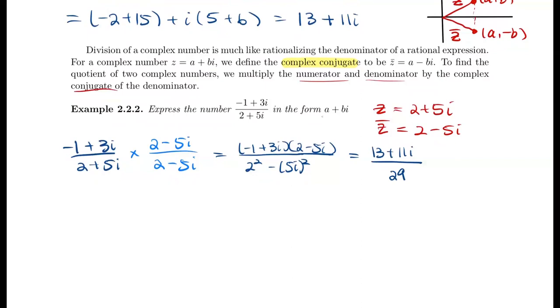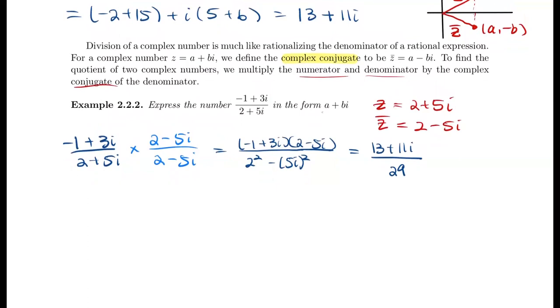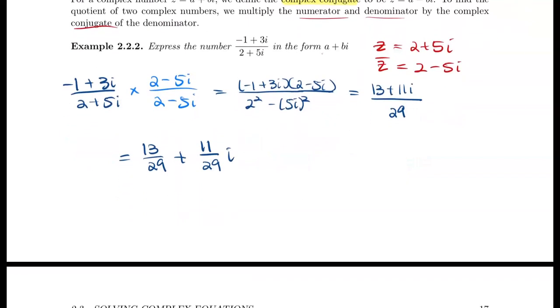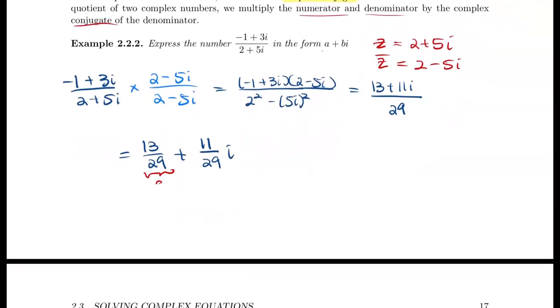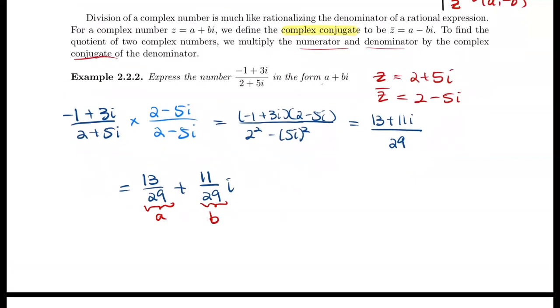So now we want it in the form of a plus bi. We're almost finished. All we have to do is separate the 29 for each term so that we would just get 13 over 29 plus i, or if you want, you could put it as 11 divided by 29 multiplied by i. So the 13 over 29 is going to be our a. The 11 over 29 is going to be our b. So that is the division of the complex numbers.